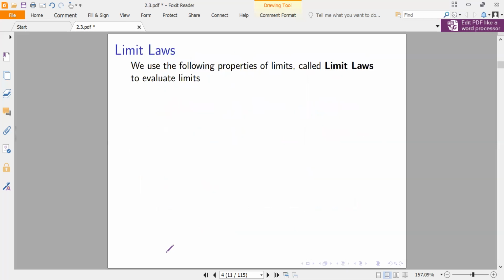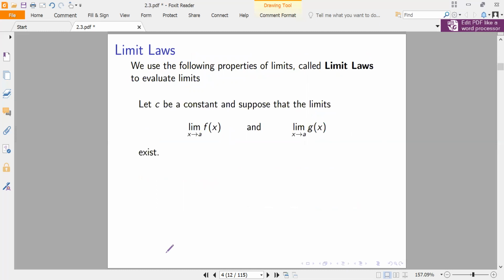x is approaching a. So let's get into today's lesson. We're going to talk about limit laws.